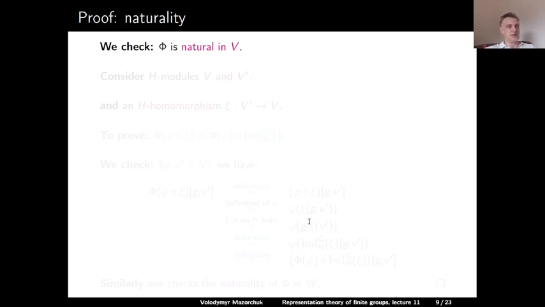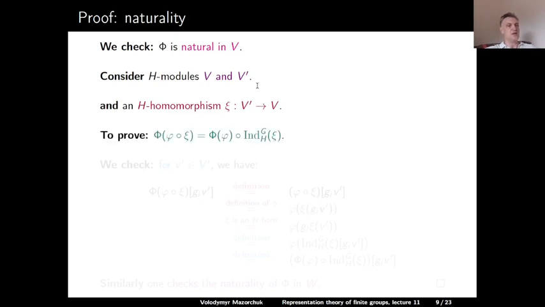So we check that Phi is natural in V, and the naturality of Phi in W is proved similarly. So consider two H modules V and V prime, and let Xi be an H homomorphism from V prime to V. So to check naturality, we need to prove that capital Phi applied to little Phi after Xi is equal to capital Phi applied to little Phi after the induction from H to G of Xi. So this is a statement of naturality. And to prove this, let us check.